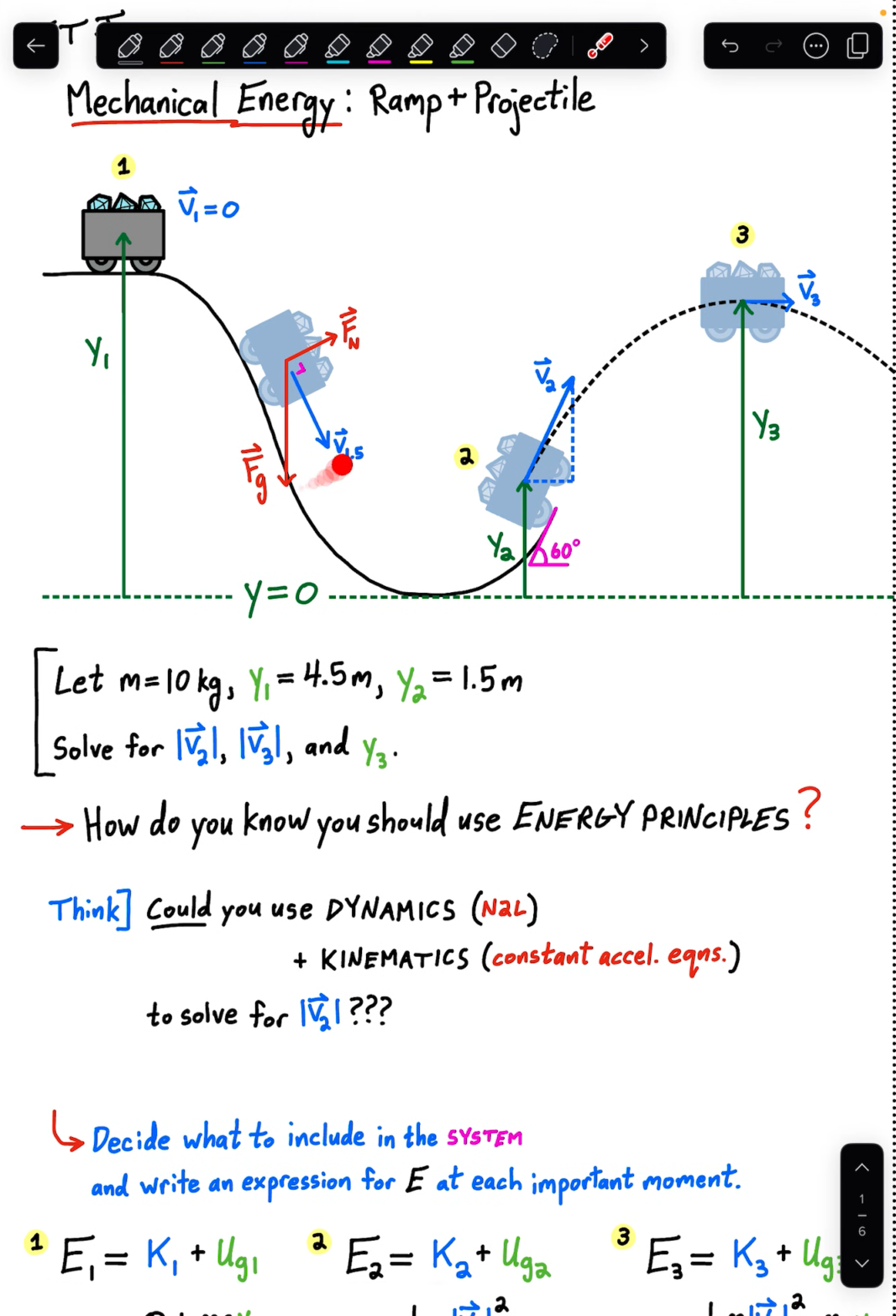Here's the free body diagram at one particular moment on the ramp, but as the cart moves, those forces are going to be tilting and changing. We can set up N2L at any given moment, but it's not that helpful because the acceleration we solve for at this moment will be different in the next moment, and we can't use those constant acceleration equations. So a curved ramp is a perfect case for using an energy-based approach instead.